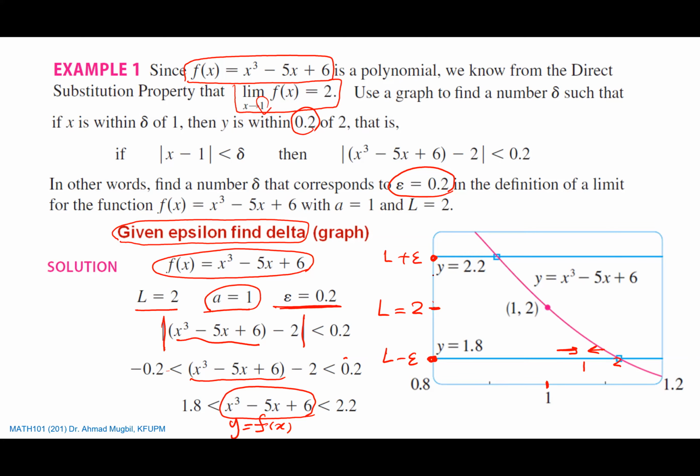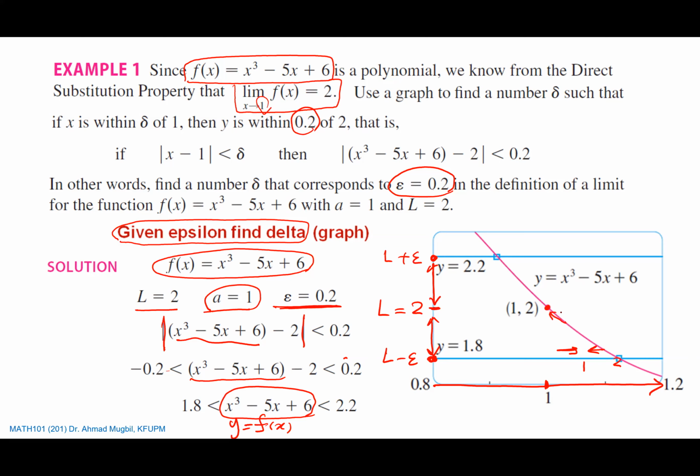So it is 0.2. This is 0.2. This is epsilon from here to here. What is the meaning of that? Now what we want is to find the pre-images of this on the x-axis. This is the x-axis, ya shabab. On the x-axis we have 1, which is of course this point.